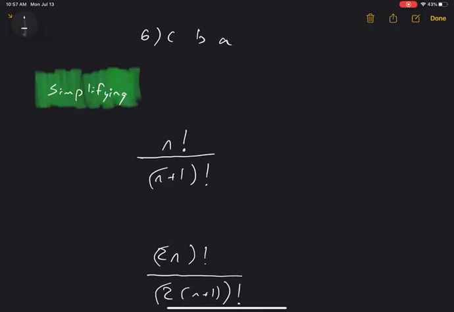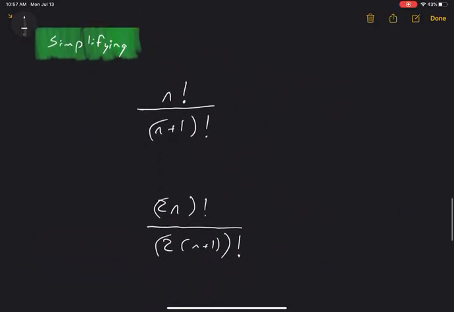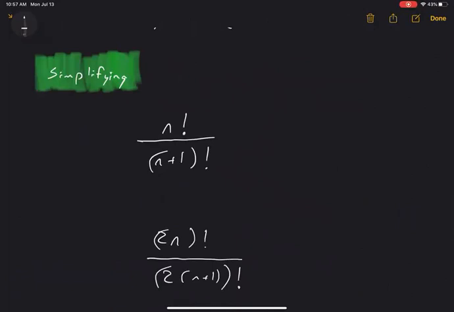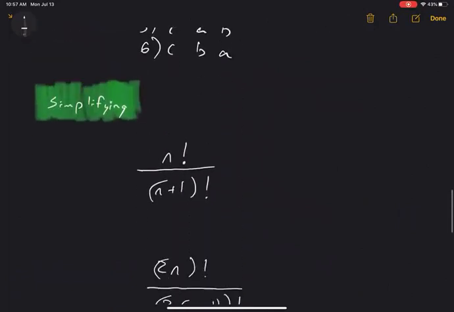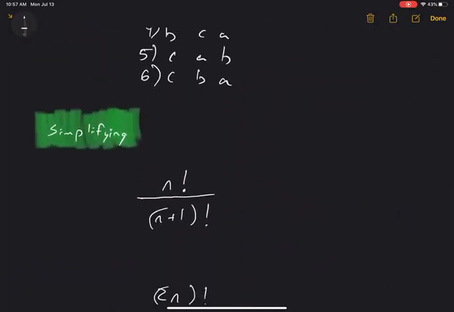What we're going to have to do is a lot of work with factorials, and in particular simplifying factorials. Usually we're simplifying fractions of factorials. So let's look at several examples and see how we simplify these. Let's say I have n factorial over n plus 1 factorial. What does that simplify to?